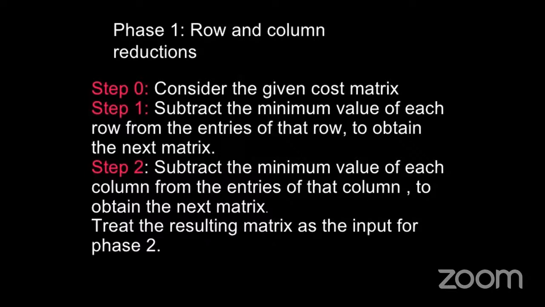So in phase 1, what we need to do? Row reduction. After row reduction, from the matrix we get, we go through column reduction. So row reduction, then column reduction. After doing the column reduction, whatever new matrix appears, we take that matrix to solve it and get the solution. That is phase 2. So phase 1 is row reduction and column reduction, and phase 2 is assigning the jobs to the workers.